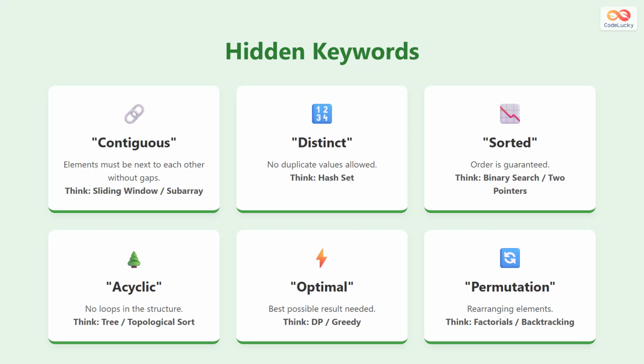Problem setters use specific keywords that map directly to data structures. Contiguous often implies a sliding window. Distinct suggests a hash set. Sorted screams binary search. Learning to spot these keywords is like having a cheat sheet for the solution.